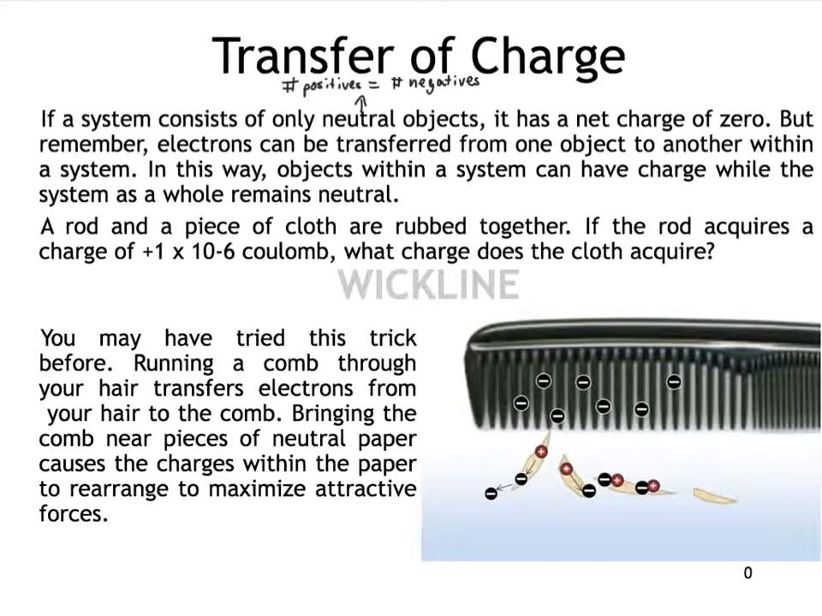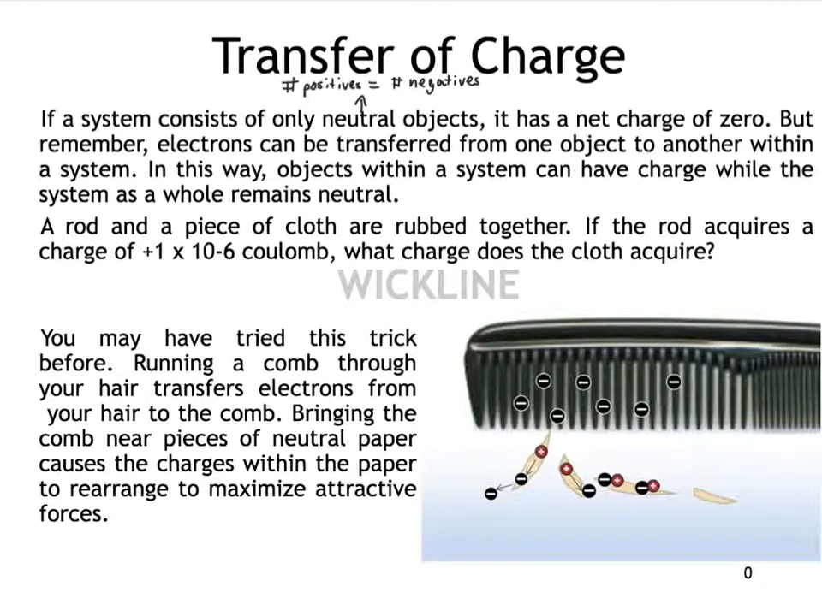Let's take a look at this question from the Regents. We have a rod and a piece of cloth that are rubbed together. Now the rod acquires a charge of +1 × 10⁻⁶ coulomb. What charge would the cloth acquire?